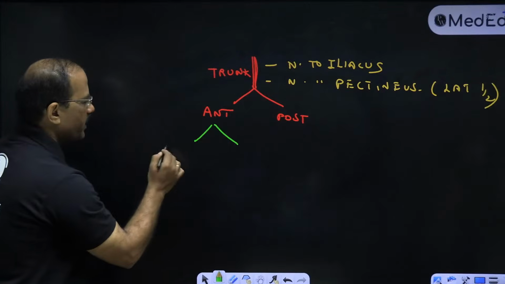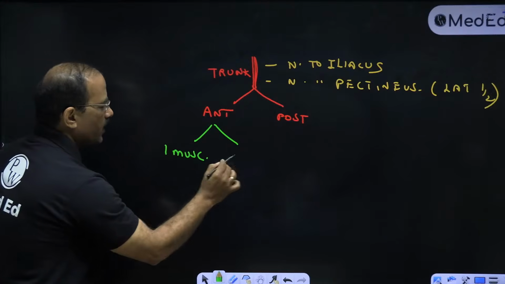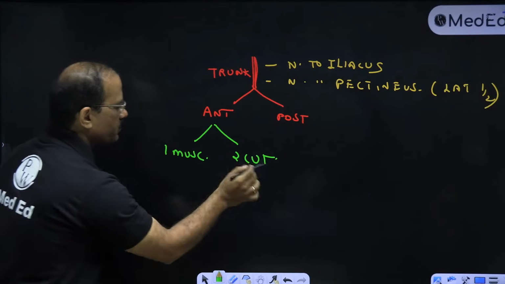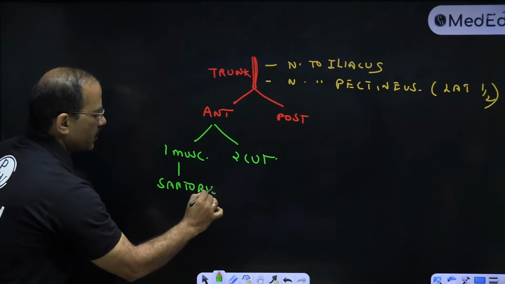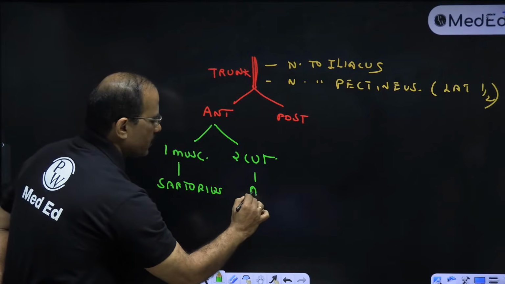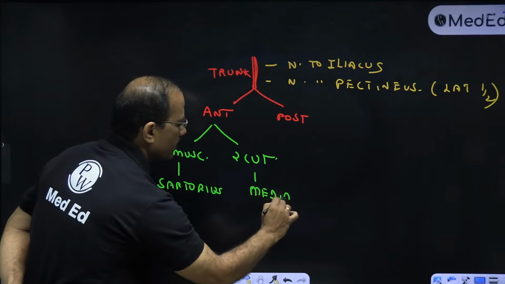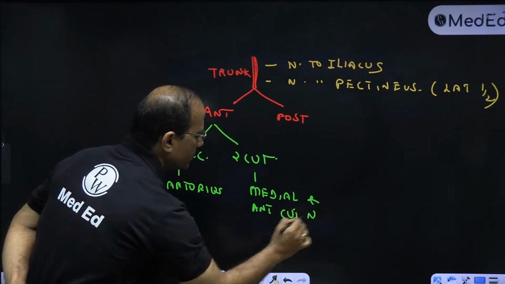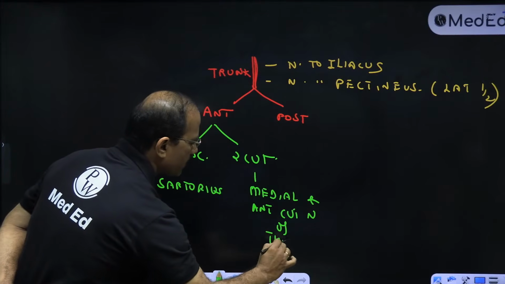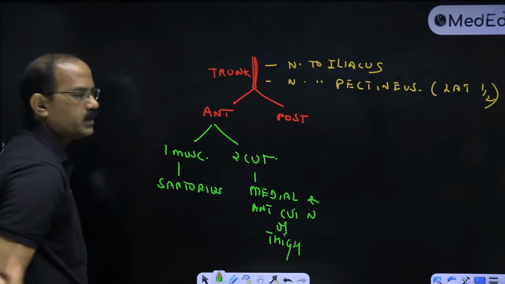Anterior division gives two branches. Anterior division के दो branches हैं, one muscular branch and two cutaneous branches. Muscular branch to the sartorius, and cutaneous branches the medial and the anterior cutaneous nerve of thigh.